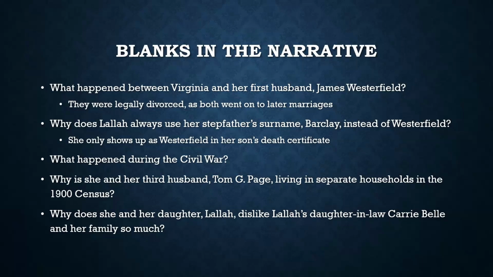And then she and her third husband in the 1900 census are actually living in separate households, and they would have been married for about 30 years by that point. So I was wondering, why are they living in separate households? And then the last question I had is that she and her daughter, Lala, don't seem to like Lala's daughter-in-law, Carrie Bell, and Carrie Bell's family very much. And so I was hoping to find some records to figure out what was going on with them.